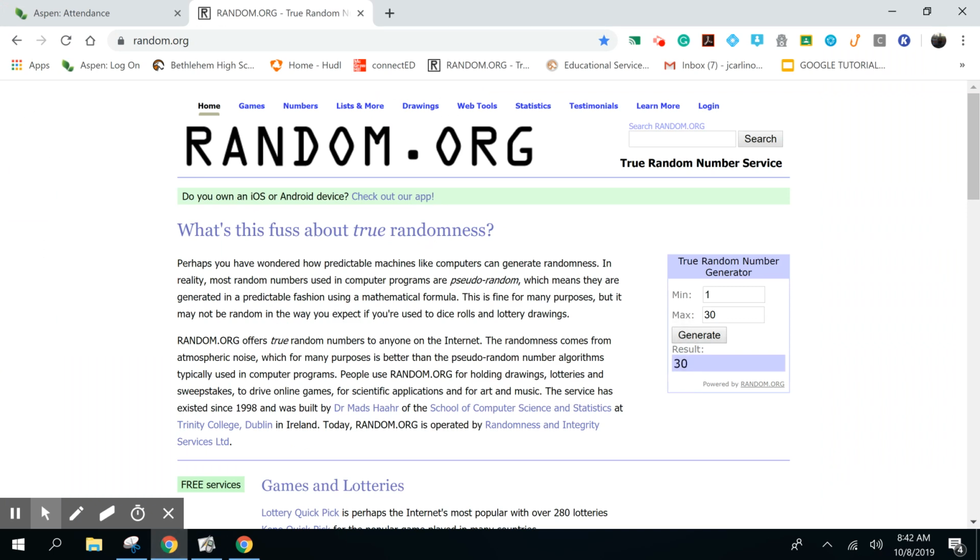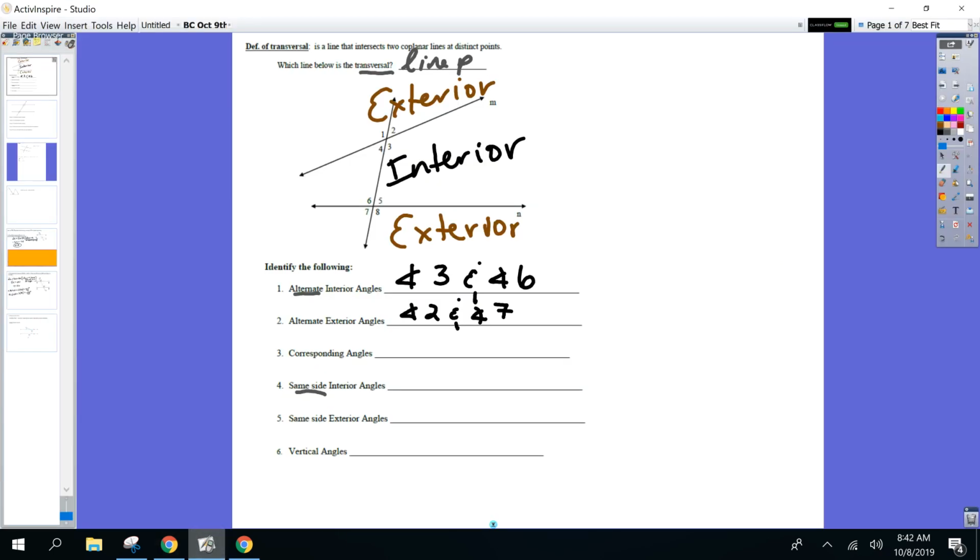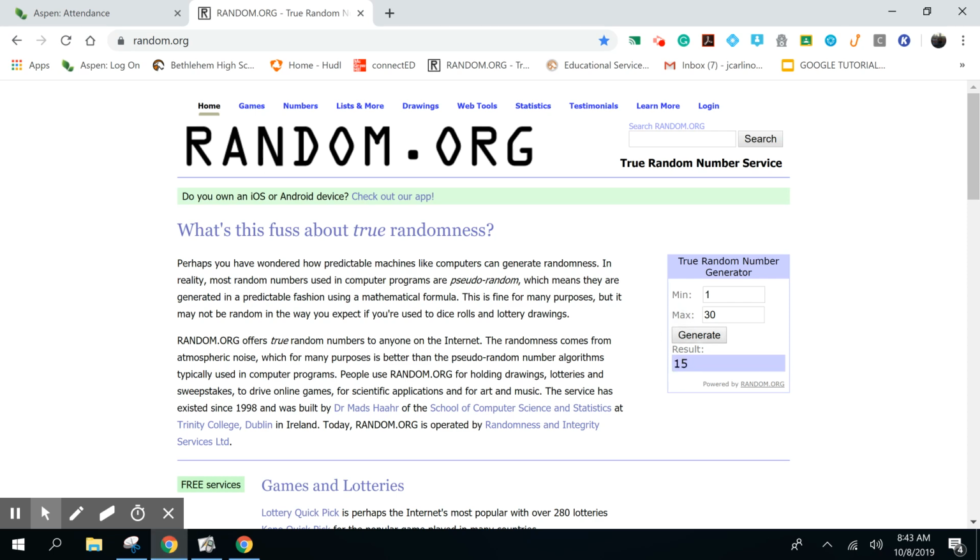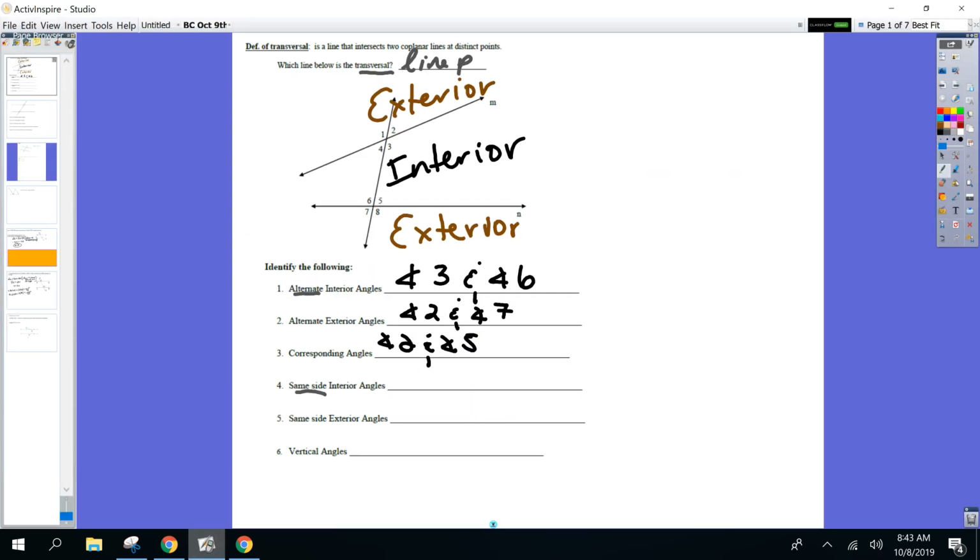30. 2 and 5 are corresponding. Anybody give me another pair, just so I know we're good to go. I got 2 and 5. 15, got another pair? Perfect, 7 and 4. Thank you.